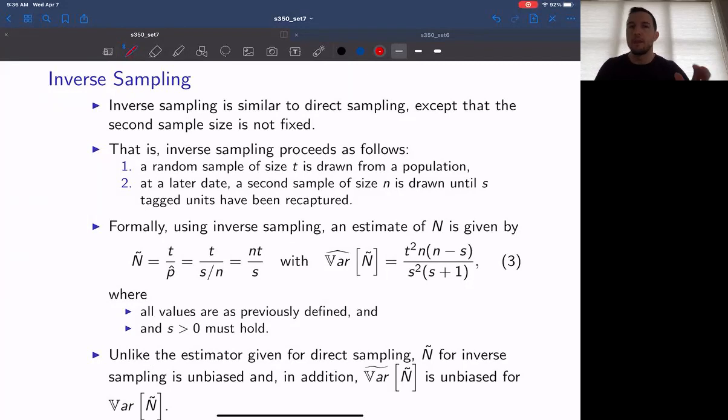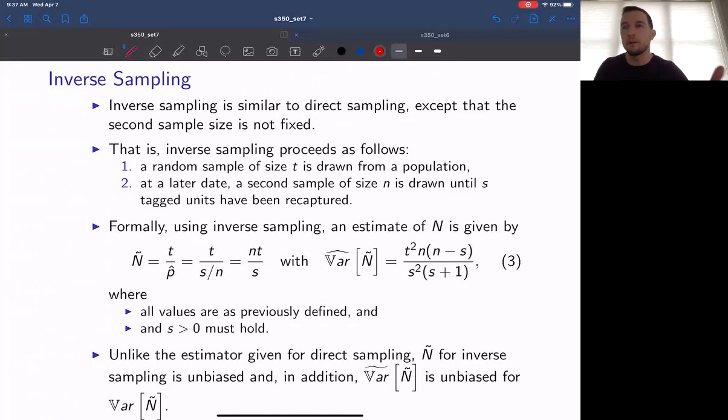So what does this mean? In direct sampling, the random value is little s. So we had t, which was the number of animals caught and tagged on step 1. Then we selected a fixed size of little n on step 2. And little s was random in the sense that we didn't know how many tagged animals we would recover.